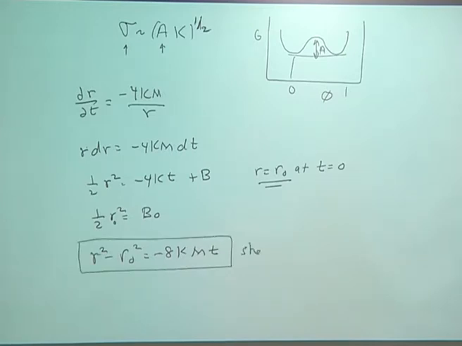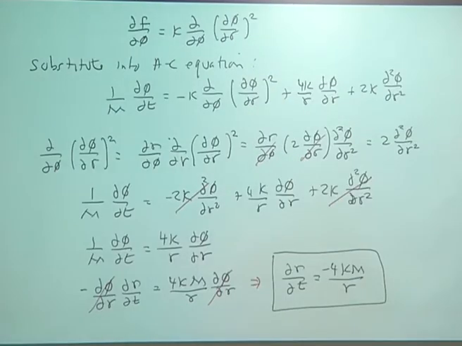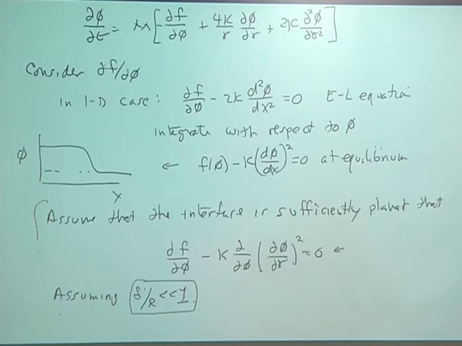This is the sharp interface result. The grain is always going to shrink; there's a minus sign there. And why do I emphasize that? Because remember the assumption we used to get to this sharp interface result: we had to assume that the interface was sufficiently planar.